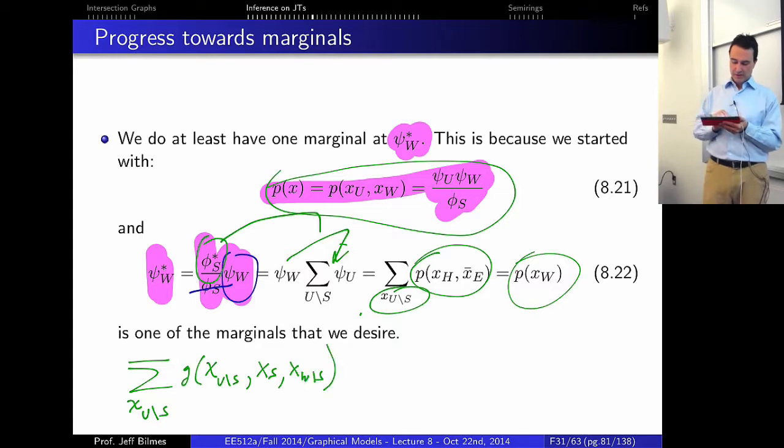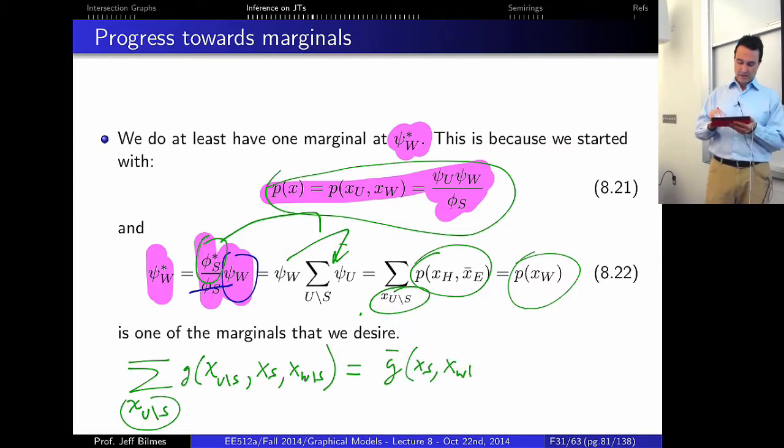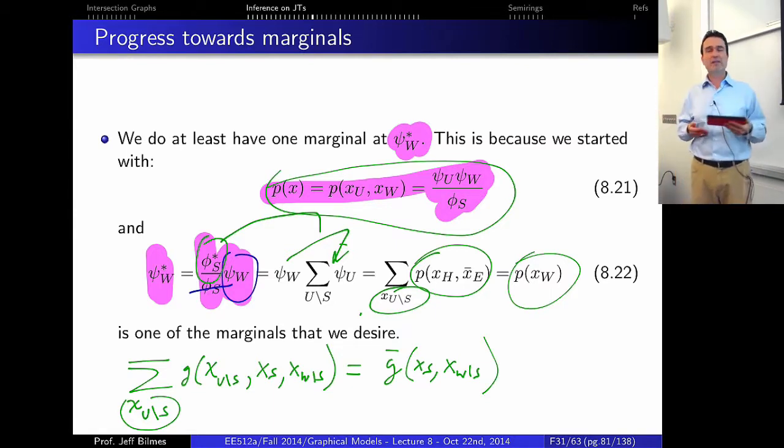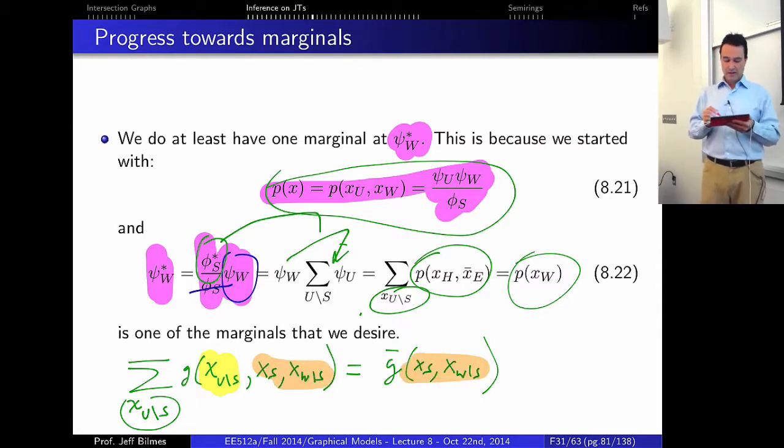When we sum out this stuff, we're left with a potential function which is just going to be some g bar of x of s and x of w except for s. It's a little bit tricky to see this, but it's just the notation. It's sort of this almost double negative-like notation. We're left with a function which is only that which remains, because all of this stuff here is the thing that we've marginalized out. Right? We're summing over all possible values of x sub u except for s. And what's left over? The stuff that we haven't summed out. And that's equal to g bar of x of w.